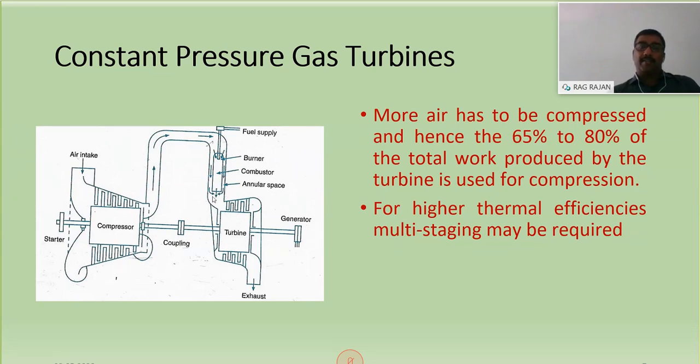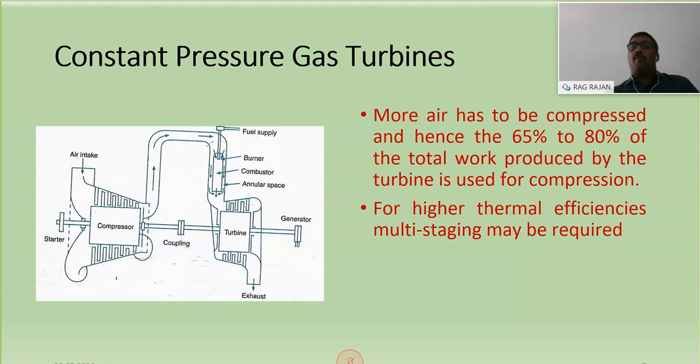After the combustion chamber, there will be mixing of the air-fuel mixture as well as the air which is flowing through this annular space. Both will come to the turbine. Then there will be expansion and energy is produced. Here you can see the coupling between the compressor and the turbine.